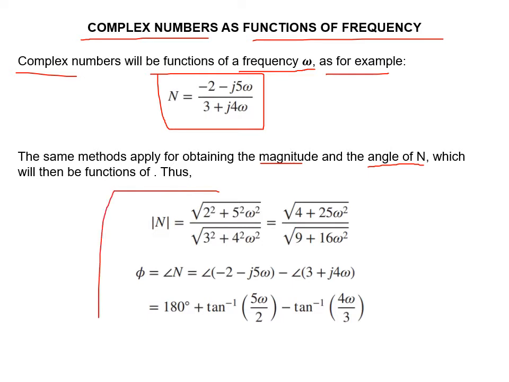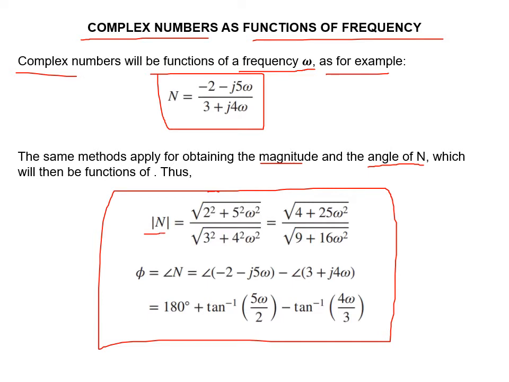We have these that we can reference back to, and we'll use this in a couple of example problems as well. You can see the magnitude of n is the square root of the sum of the squares of the numerator over the denominator here in the top one. Our phi, the angle of n, is equal to, in this case, the angle of our numerator, negative 2 minus j omega 5, minus the angle of our denominator down here. In order to get these angles, we can take our inverse tangents.